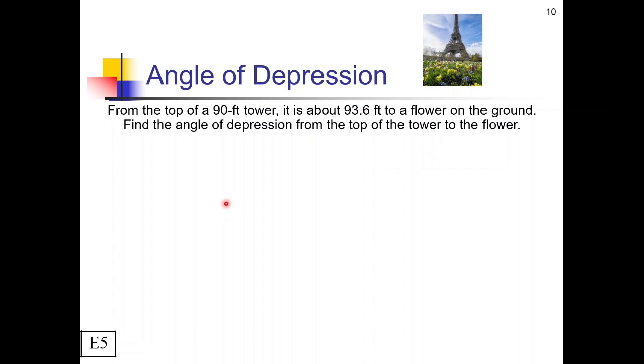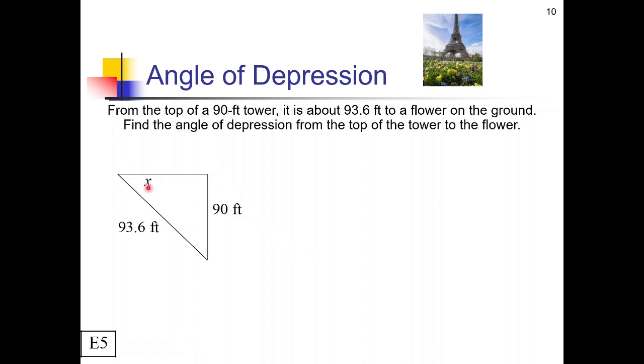Pause the video, draw a picture, put stuff in the picture, and see if you can figure out this missing measurement. All right, since I'm dealing with angle of depression, I'm going to go with an upside down triangle like I had in my intro picture. My tower is 90 feet tall. The tower is actually over here, but that corresponds to this side of the triangle, so I'll put 90 feet there. And 93.6 feet from the top to a flower on the ground, so I'll put the hypotenuse as 93.6 feet. We want the angle of depression from the top of the tower to the flower. Again, it's always the angle between the horizontal and the hypotenuse, h and h. So that's going to be the x there.